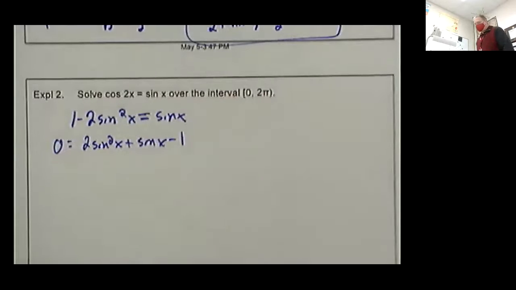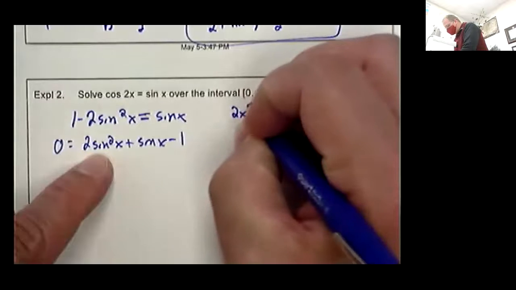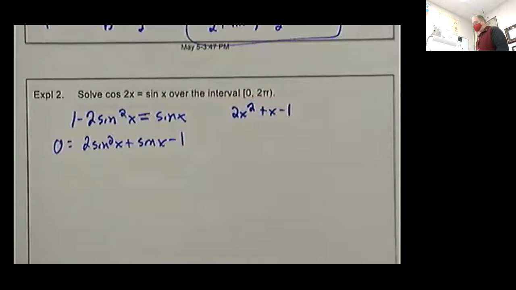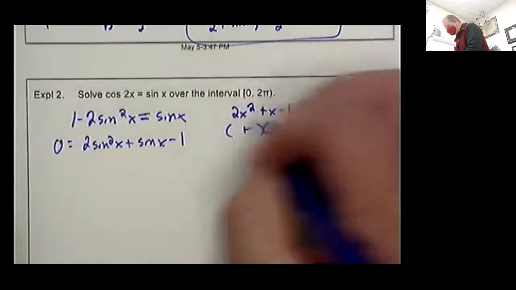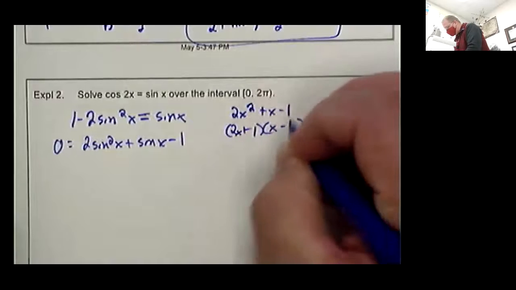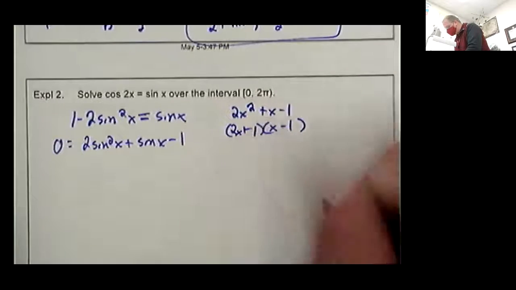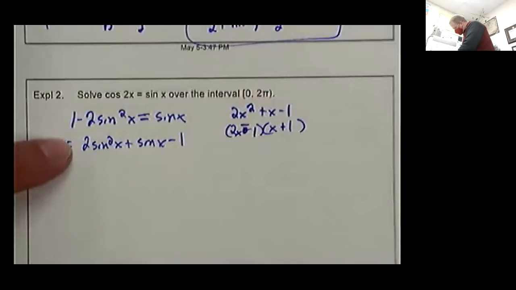That's a quadratic, so we're going to factor it. Again, if you struggle, turn it into a regular quadratic, 2x squared plus x minus 1, and factor that to factor the trig function. Signs are different. Multiplies give 2x squared, has to be 2x and x, and 1 and 1. We'll check it. That's a negative 2 plus 1. We need a positive, so I need to change my signs. So there's my model.